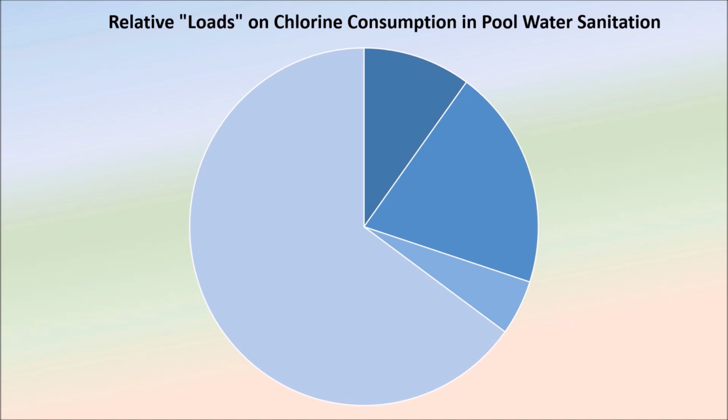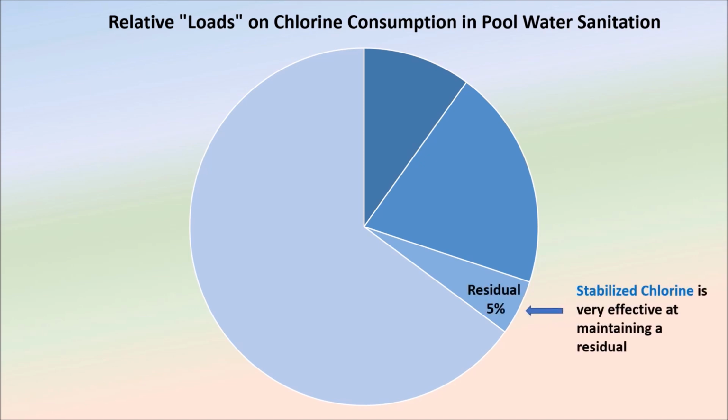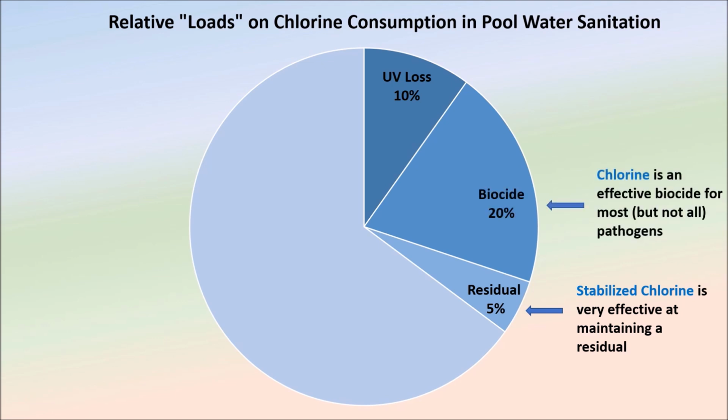If we look at the usage of chlorine in a typical residential swimming pool as it applies to these three elements, the percentage of distribution might look something like the pie chart you see here, with 5% going towards maintaining a residual, for which stabilized chlorine is an excellent choice, 10% being lost to UV degradation from the sun, and 20% going towards the biocidal function of killing most, but not all, microorganisms. But the overwhelming majority, often 65% or more, of chlorine consumption goes towards the oxidation function.